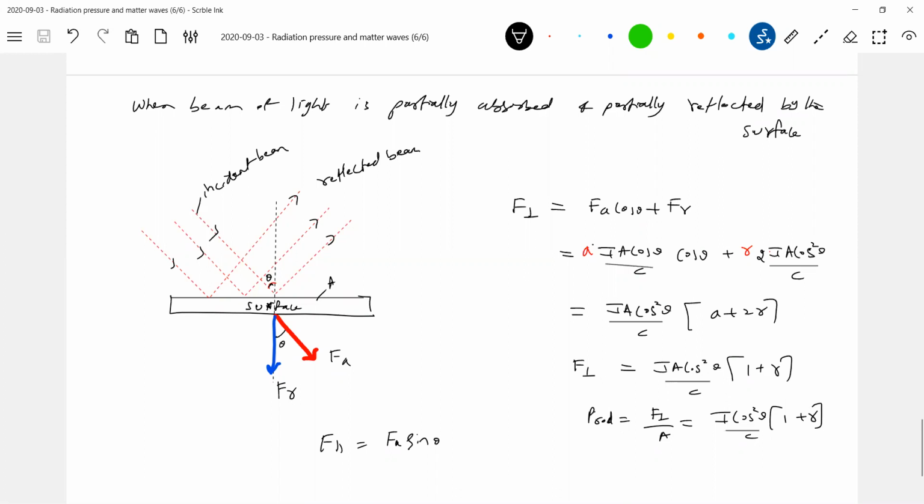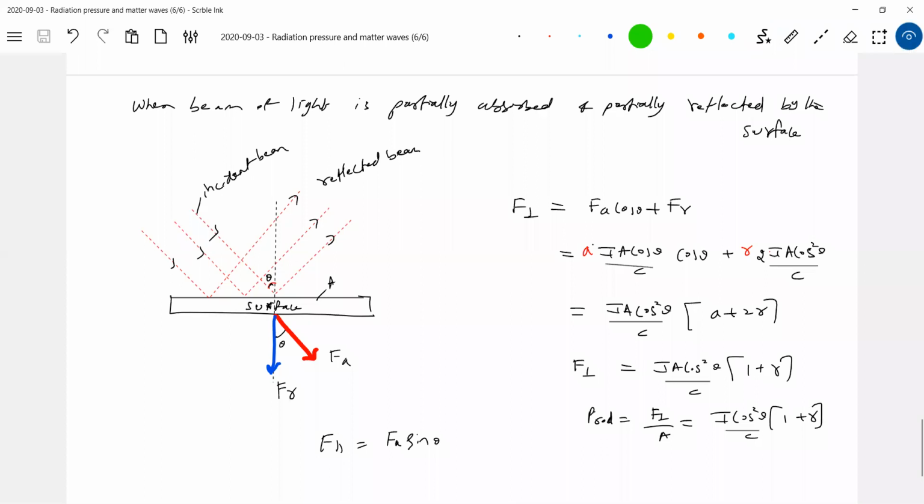What is the approach? Number of photons striking the surface per second. Is the beam of light incident normally or at an angle? That's what you have to check. From that, you should calculate the number of photons incident. Then you should calculate the force. How will the force act? The force will act in the direction of the incident beam. Why? Due to reflection, there won't be such a force.